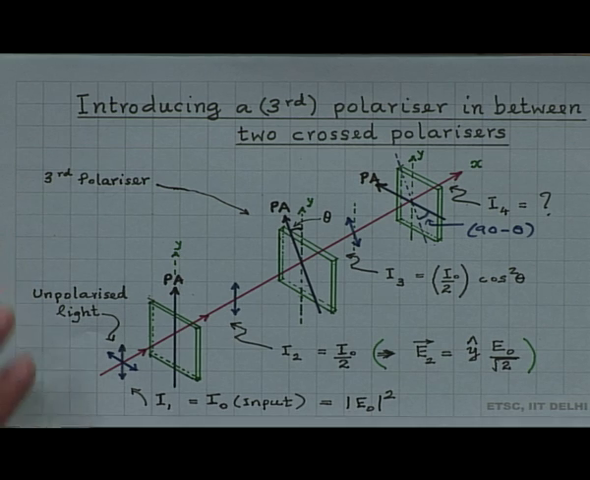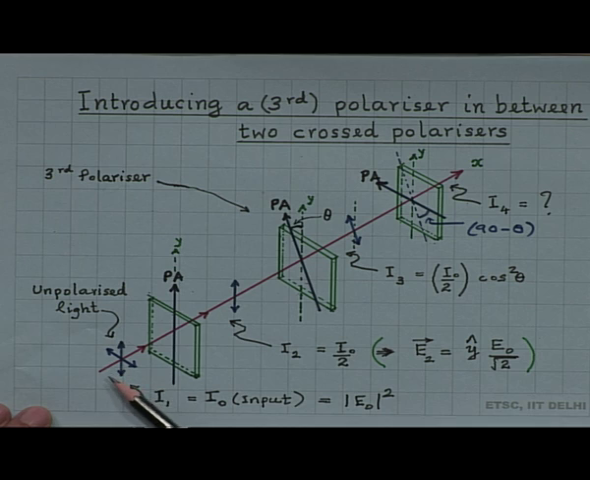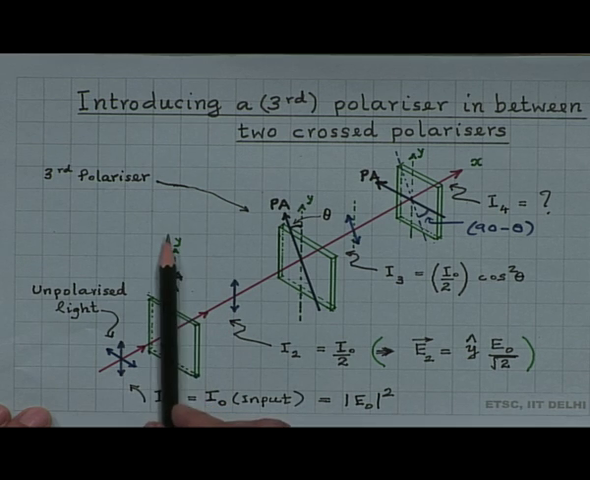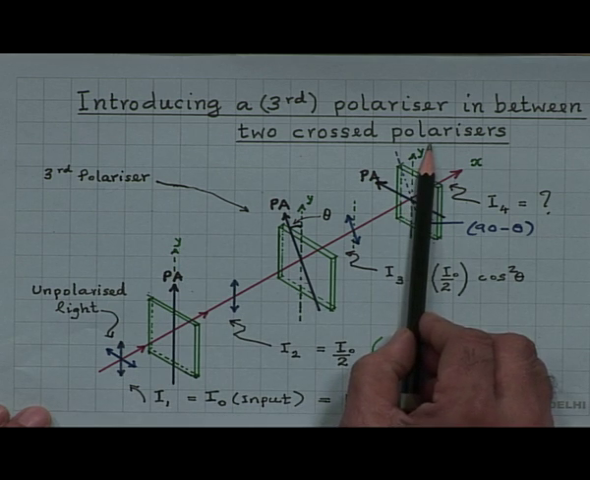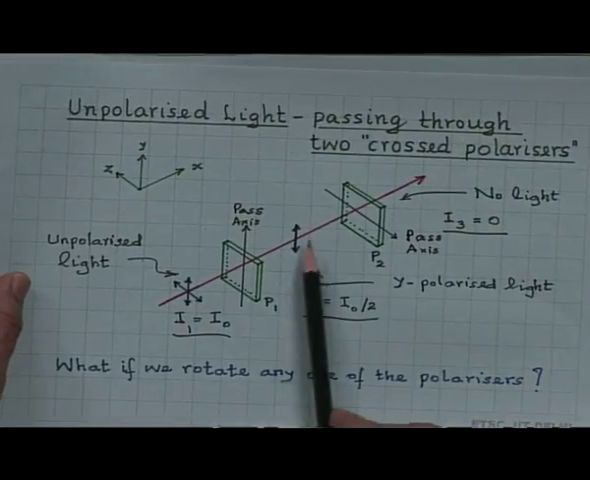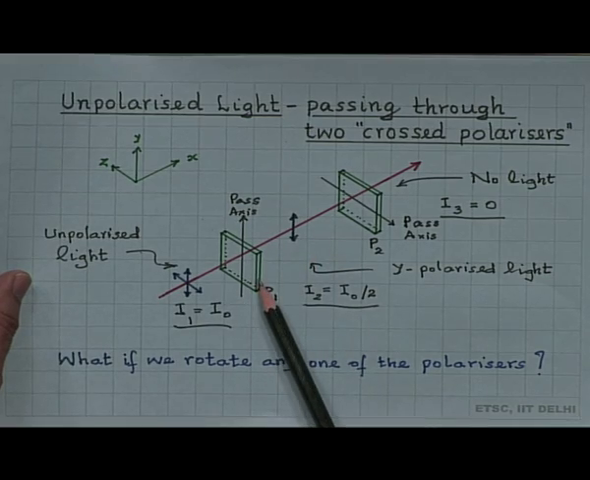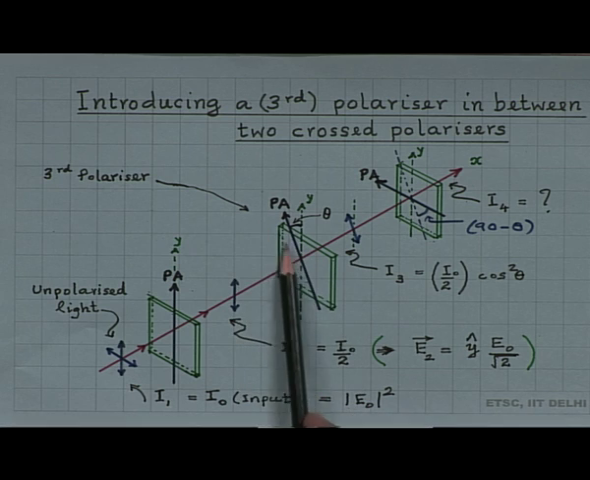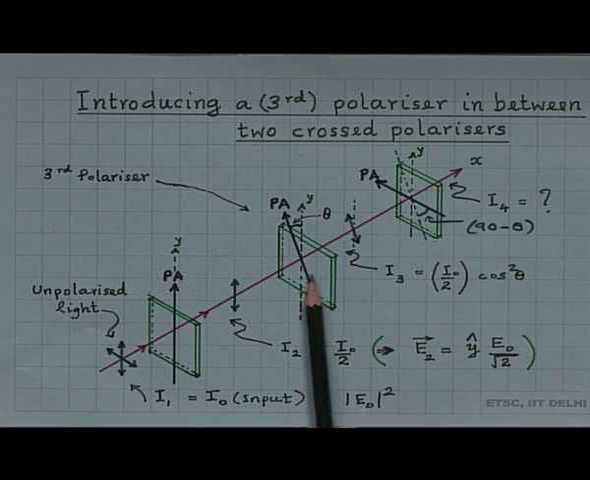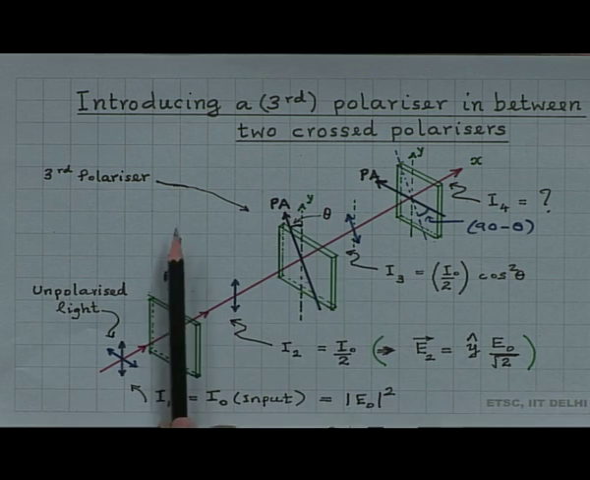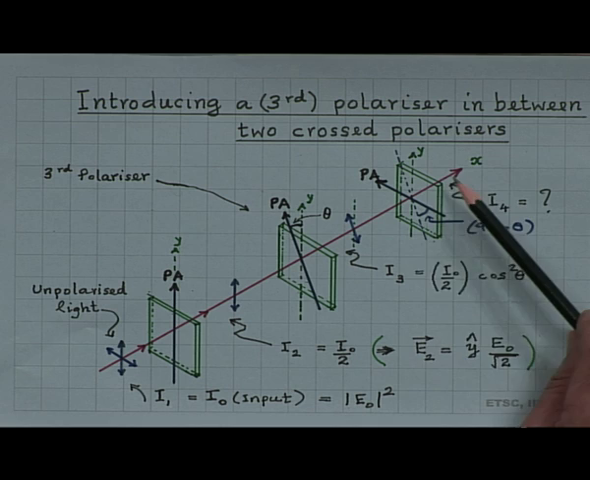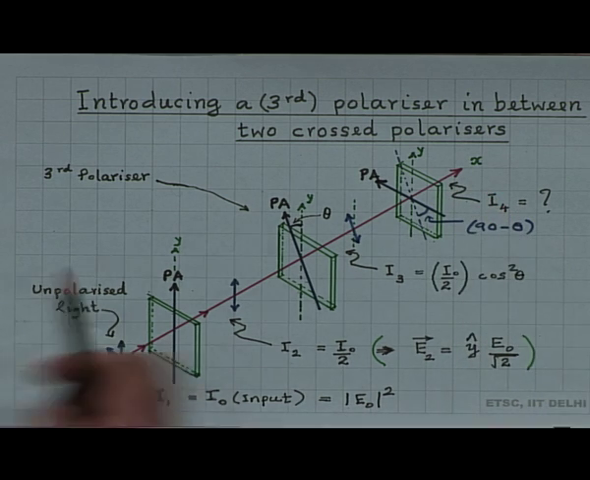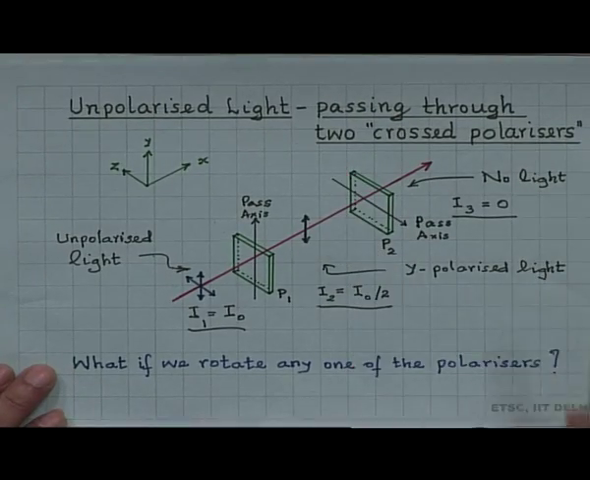So, introducing a third polarizer. Please see the diagram. Unpolarized light is incident on the first polarizer whose path axis is along the y direction. As I showed in the earlier problem, there was no third polarizer here. We call these the first and the second. This is the third polarizer that we have introduced. When this polarizer was not there, we had path axes perpendicular, and therefore, output is 0. There is no output, no light, because we are passing through two crossed polarizers.